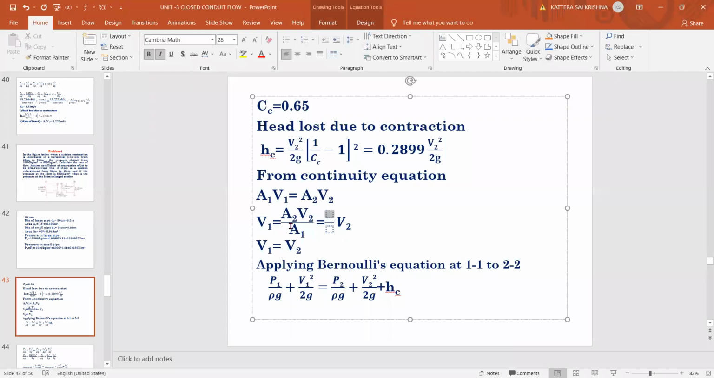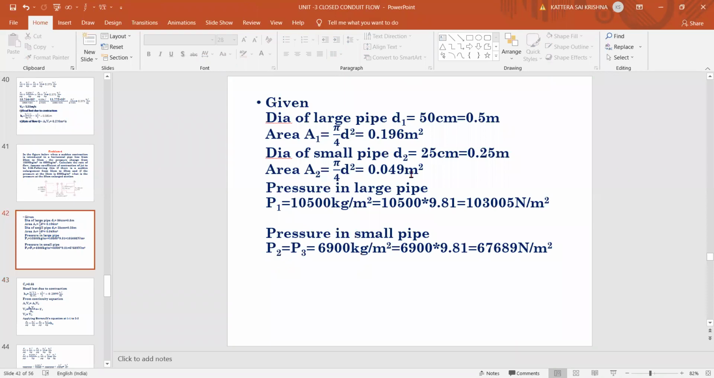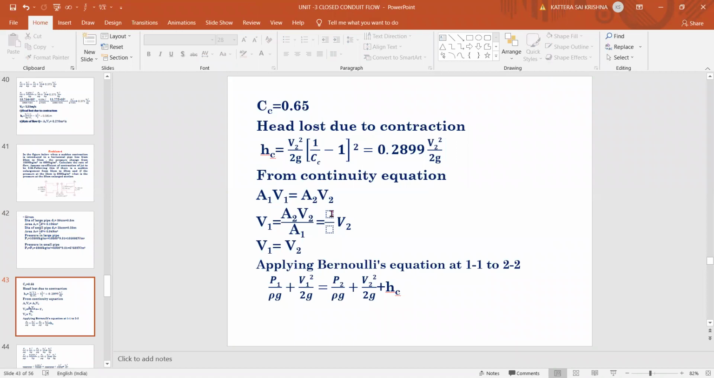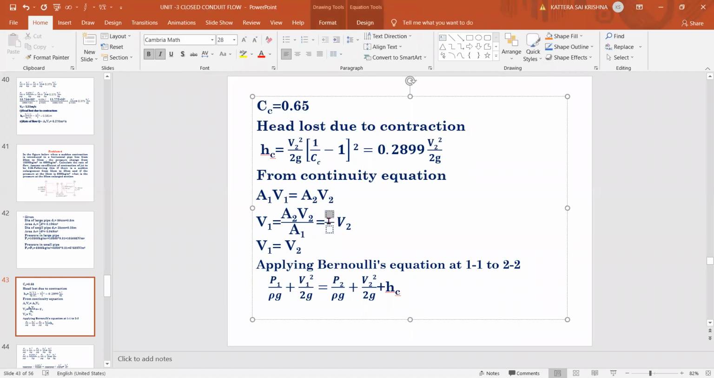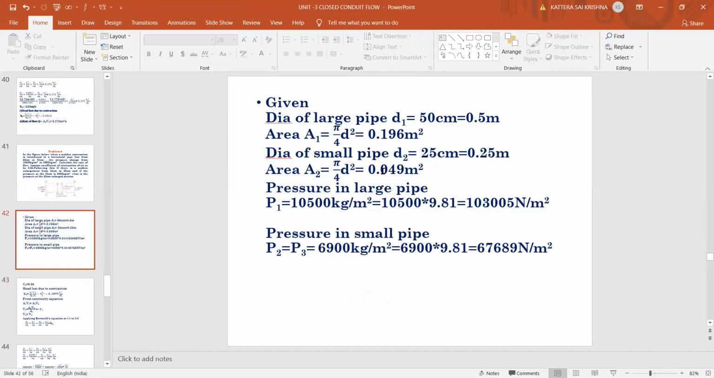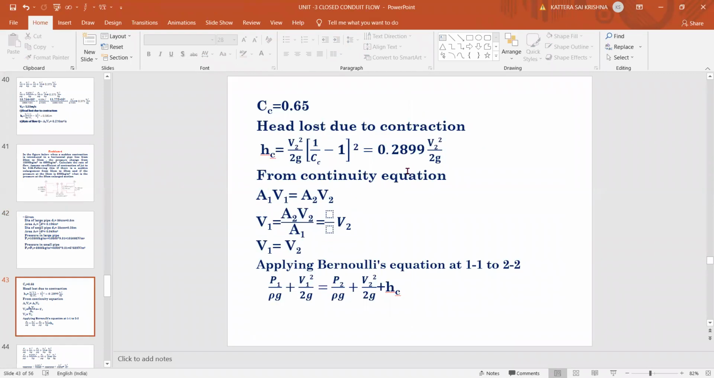So we can write here directly: pi by 4 D2 square and pi by 4 D1 square. Pi by 4 and pi by 4 get cancelled, so what will be left is D2 square divided by D1 square. So D2 value is 0.25 and D1 is 0.5, so 0.25 square by 0.5 square. What will you get here? If you have any confusion, first find the areas. The areas we have already found, so this is 0.049 divided by 0.196.